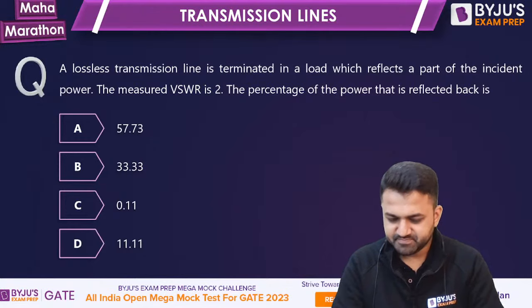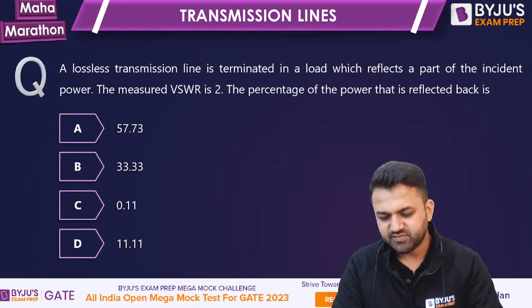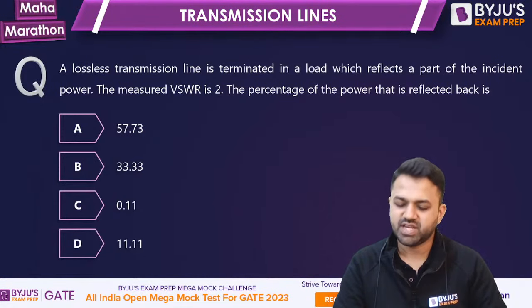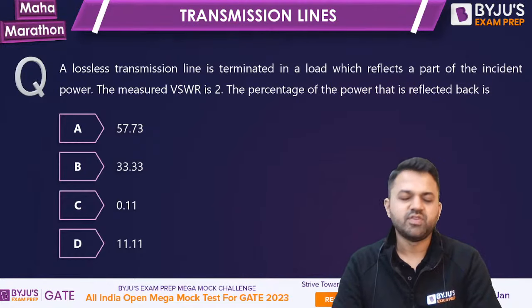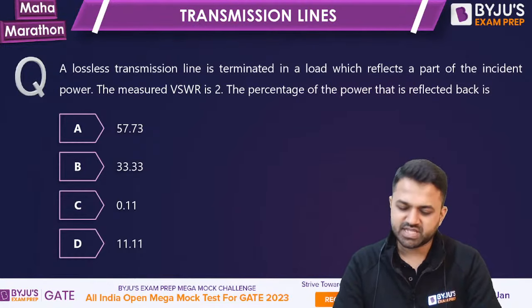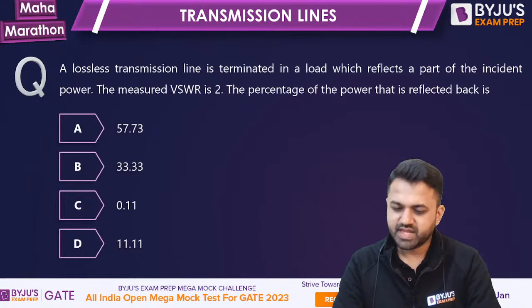Stub matching. Actually it is not necessary for us, because in the GATE syllabus we have the impedance matching, and we use the stub matching for this, but actually there is a theoretical question only, so that is why we don't keep it here in the discussion, because that is not that important as per the GATE exam point of view.